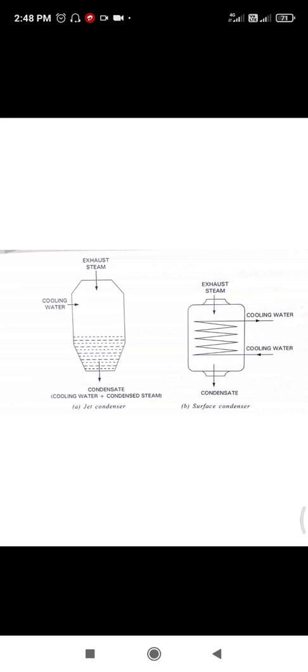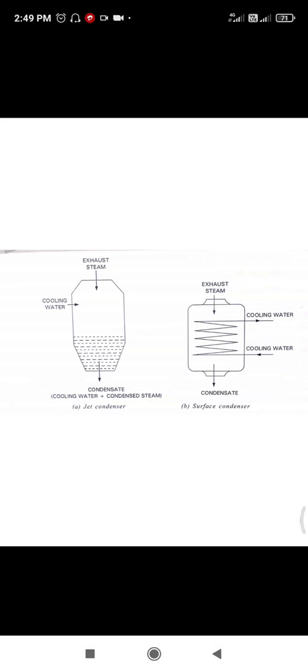What are jet condensers? Jet condensers are used in small units where clean fresh water is available in plenty. In jet condensers, water is in direct contact with exhaust steam. Therefore jet condensers are also referred to as direct contact type or mixed type condensers.